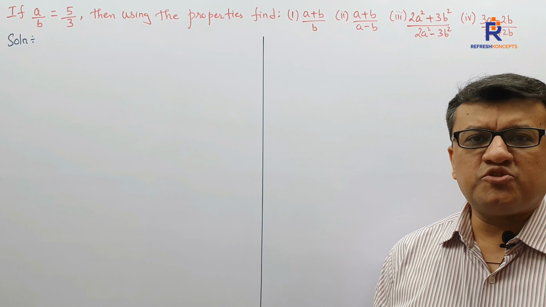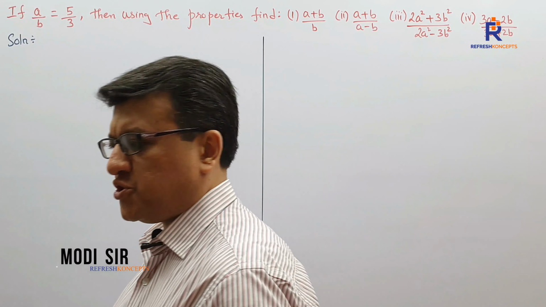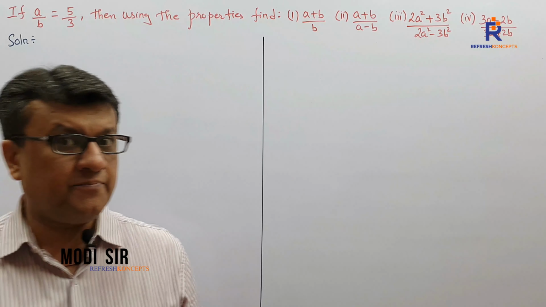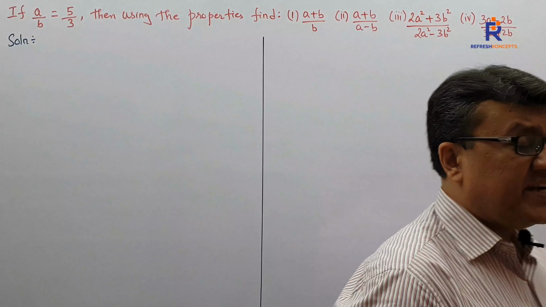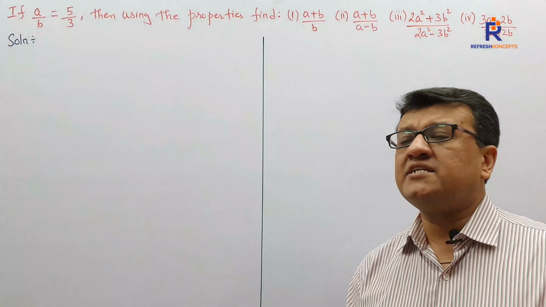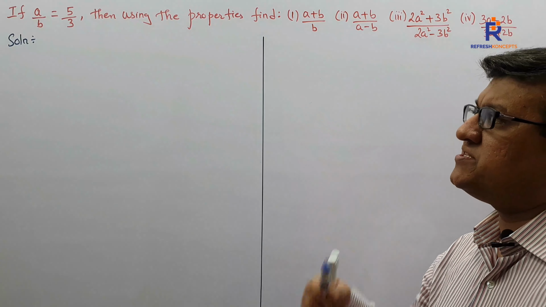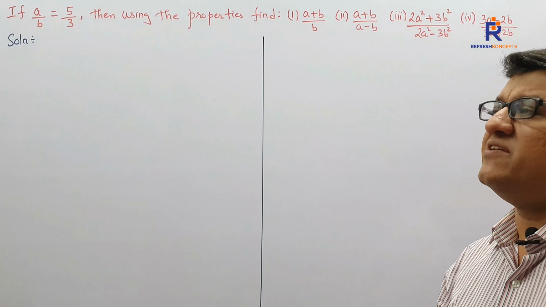Children, having understood the properties of ratio and proportion, that means all the dendos. As I said, I'll keep on saying dendos. So having understood all the dendos, now let's start with a sum which says a ratio is given to us.